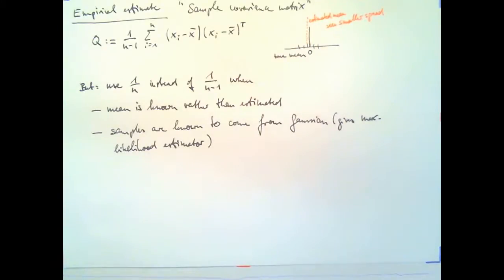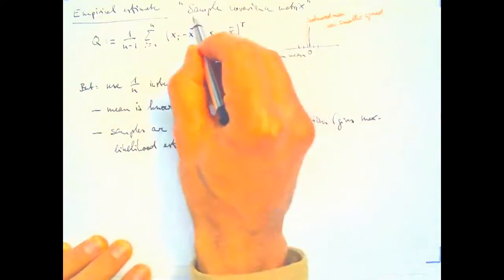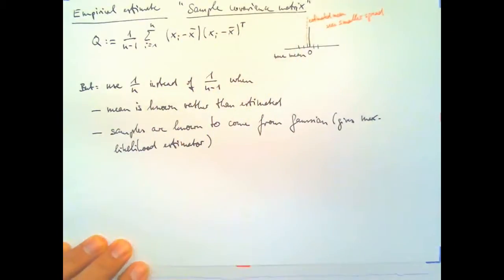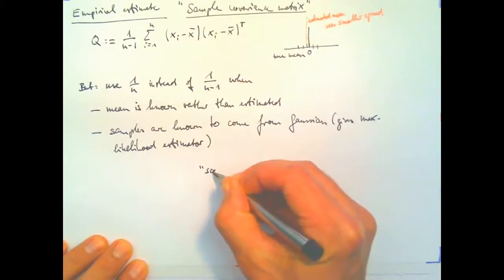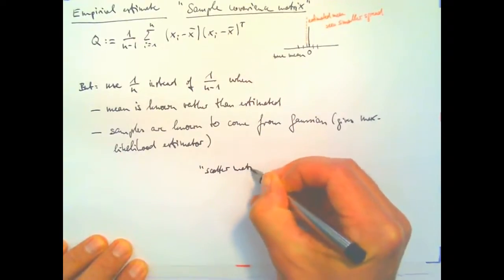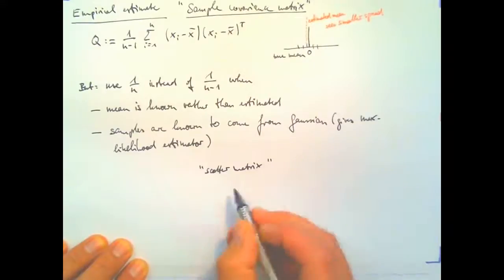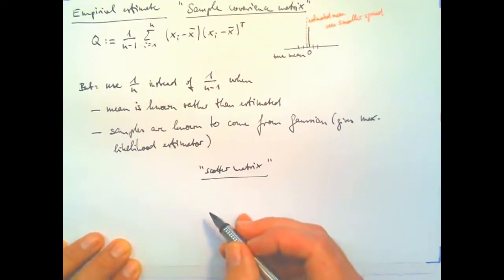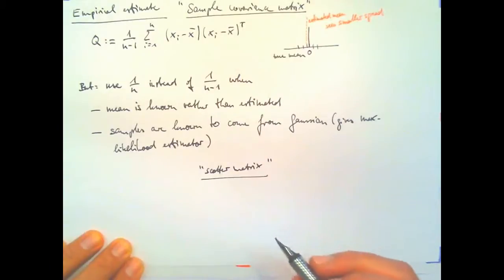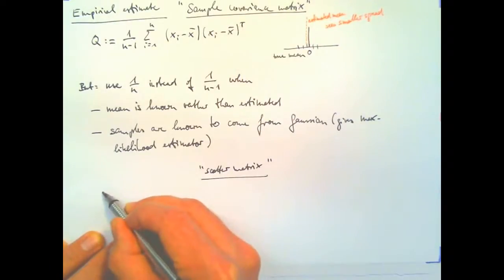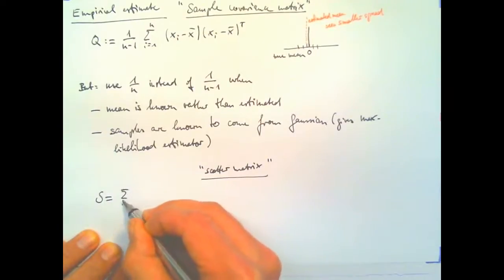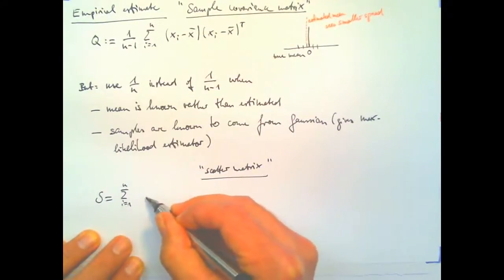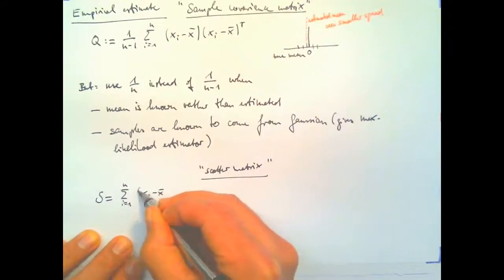Okay, so that was the sample covariance matrix. And that is almost the same thing as the scatter matrix. It is the same up to normalization. So the scatter matrix, often abbreviated with S, is the same thing without the normalization.